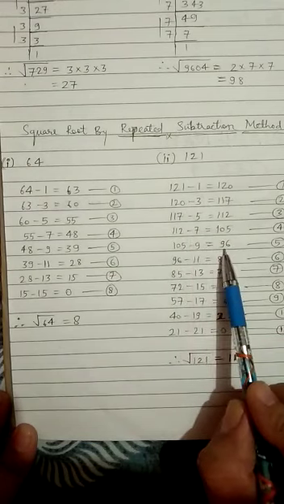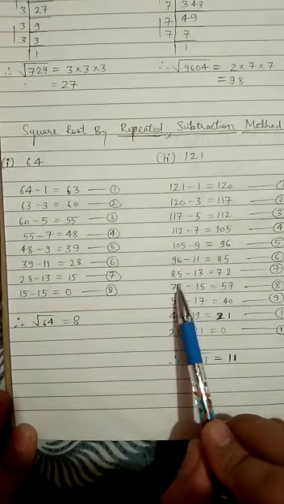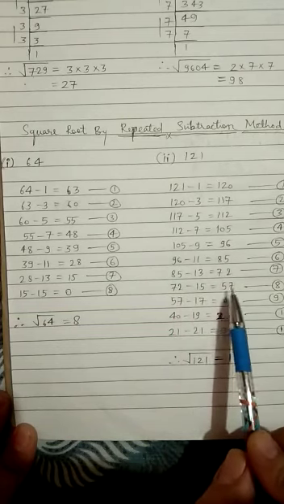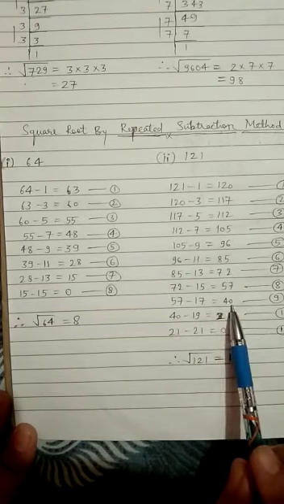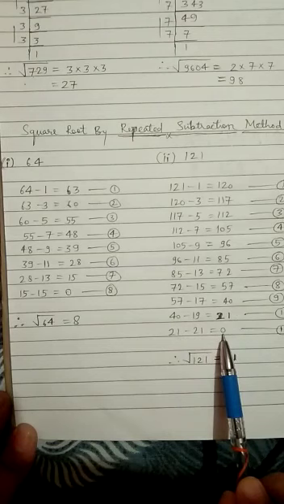105 minus 9, 96. 96 minus 11, 85. 85 minus 13, 72. 72 minus 15, 57. 57 minus 17, 40. 40 minus 19, 21. 21 minus 21, 0.